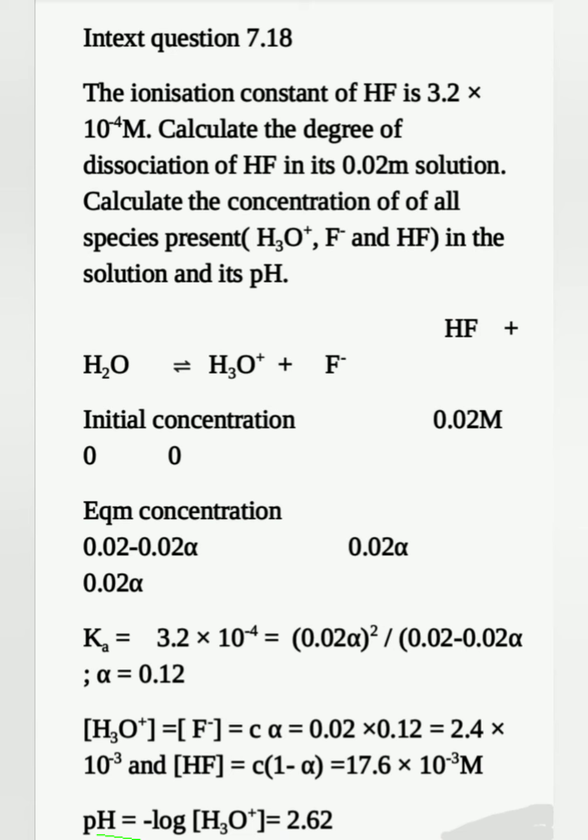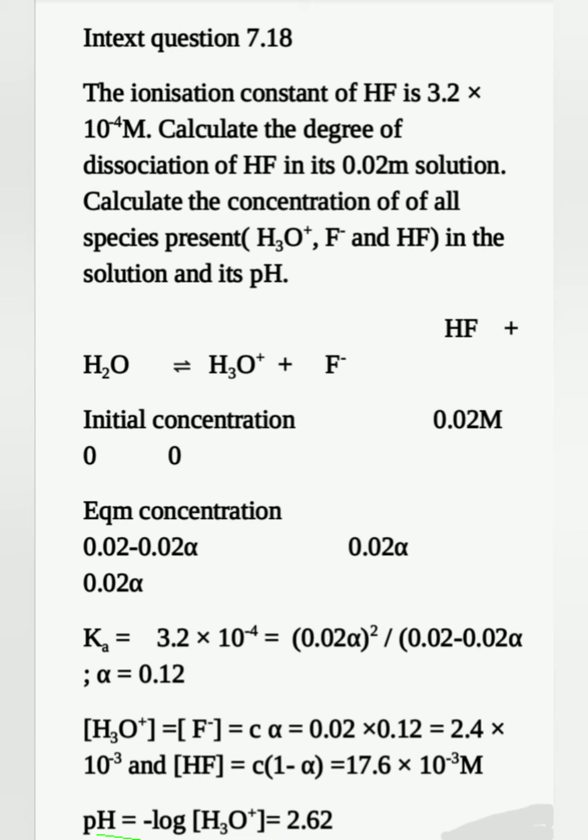C is equal to 0.02, alpha we have calculated as 0.12, so that we are getting the value 2.4, that is 2.4 into 10 raised to minus 3. And we have to calculate the concentration of HF. HF is equal to C into 1 minus alpha, the formula. C is 0.02, alpha we have calculated as 0.12. So you just substitute, and the answer will be 17.6 into 10 raised to minus 3 molar.